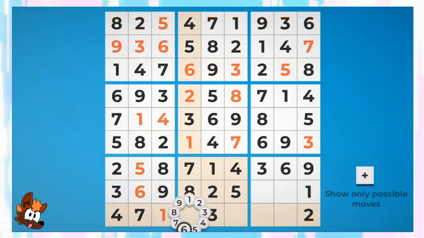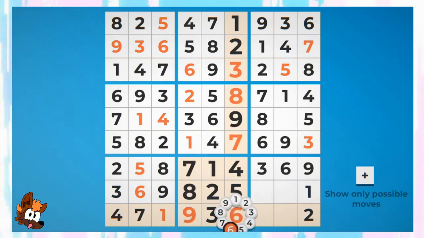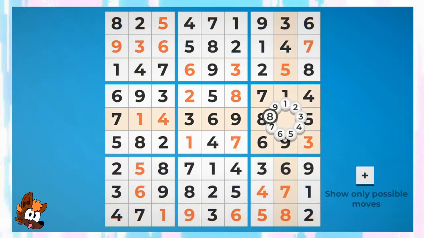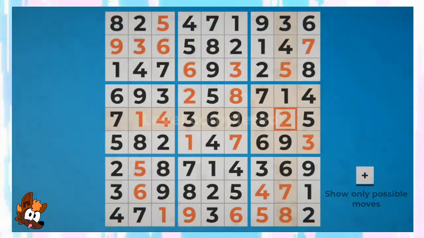We need a 9 on this one. We need a 6 on this one. We need 1, 2, 3. We need a 4. However, 4 cannot go there, so it has to go here. Bam. 1, 2, that's 3, 4, 5, 6. Missing a 7. Bam. 1, 2, 3, 4. Missing a 5. 5 goes here. That one is missing a 1, 2, 3, 4, 5, 6, 7. That one's missing an 8. Leaving just a 2 to go. That's a 3. 2. There we go.